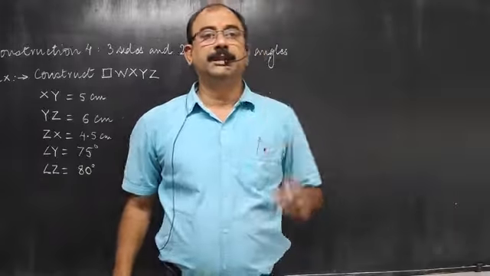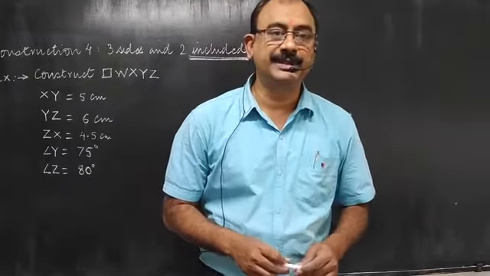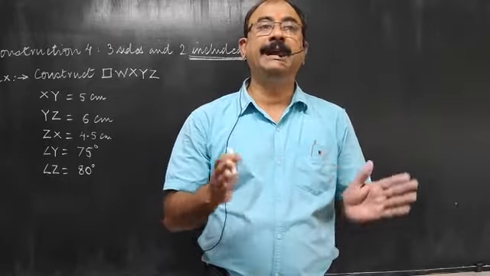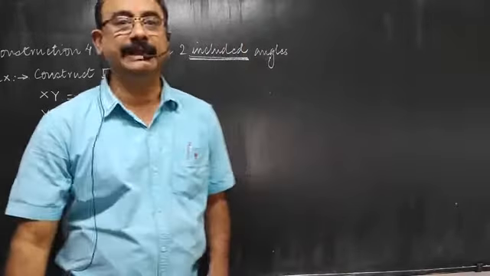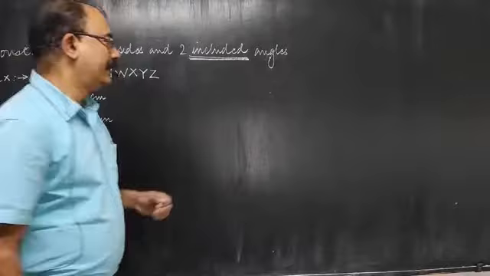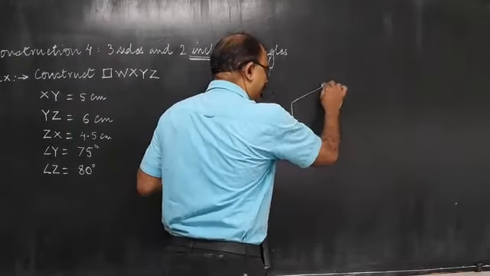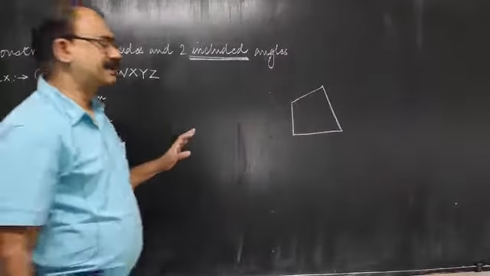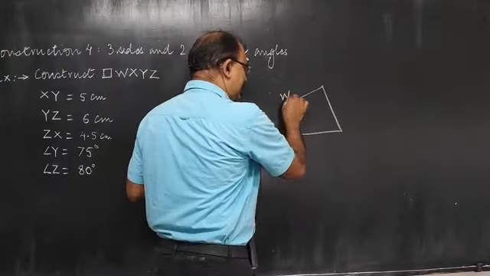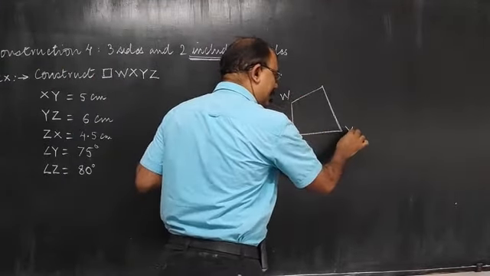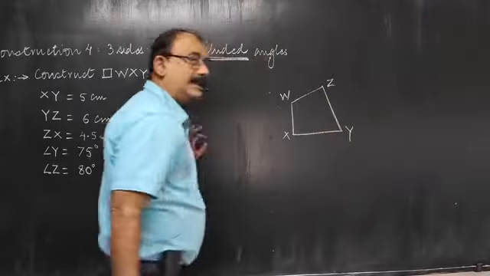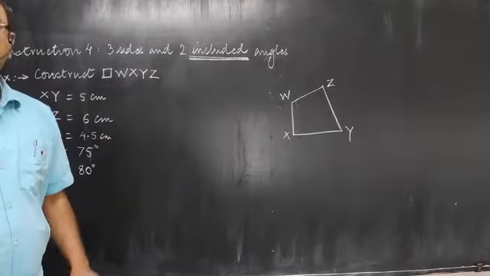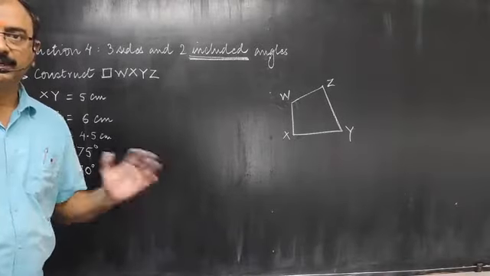Hello children, let us start with the fourth construction where you are given three sides and included angles. What does it mean? Suppose I draw a rough figure, and I'll write the names like this: W, X, Y, Z. Let us mark given dimensions, whether sides or angles. They are called dimensions.